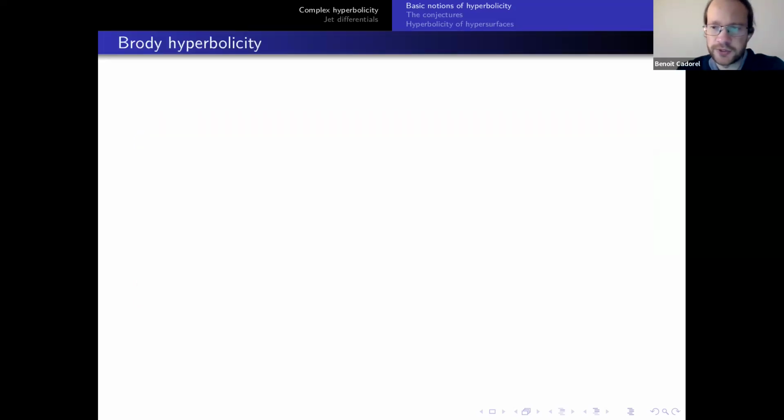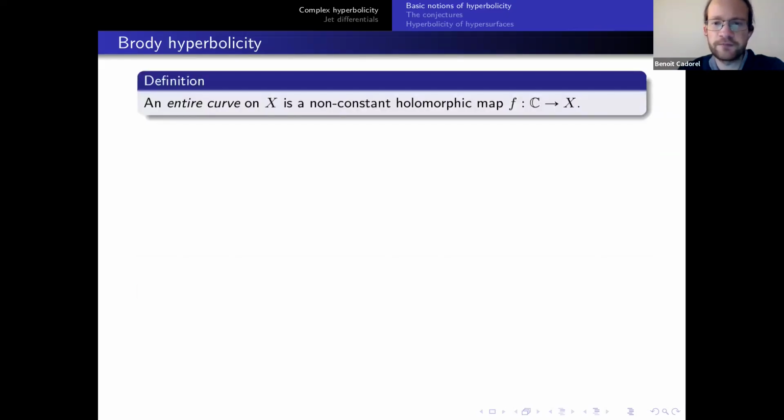It's an attempt to better understand the geometry of varieties of general type by way of studying their entire curves. So let me explain what it is. An entire curve on a variety, or on a manifold, is simply a non-constant holomorphic map starting from C and arriving in this manifold.